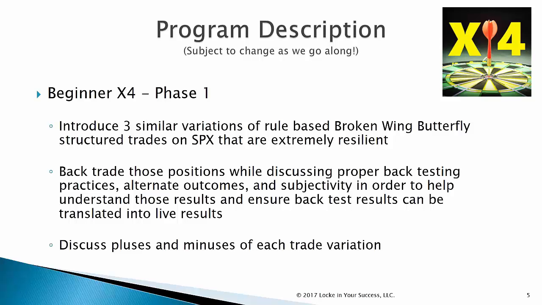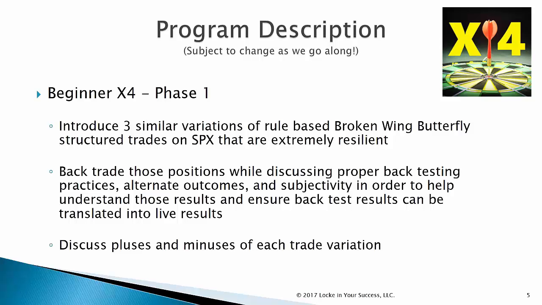We're going to discuss proper back testing practices, alternate outcomes. Alternate outcomes is a really, really big thing with back trading. I know some of us have seen this when we were going over the UB series trades, where we have very strict rule-based trades, yet we can get very different results, right? So you want to be aware of those alternate outcomes. Had things gone differently, or had you made that adjustment versus not making that adjustment.